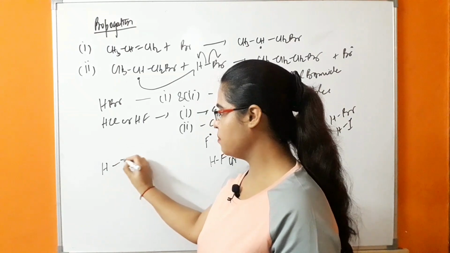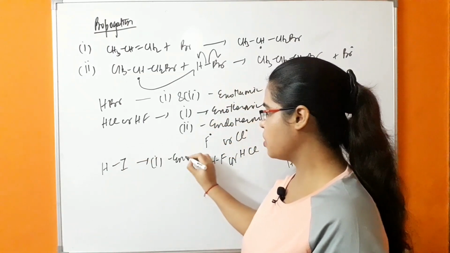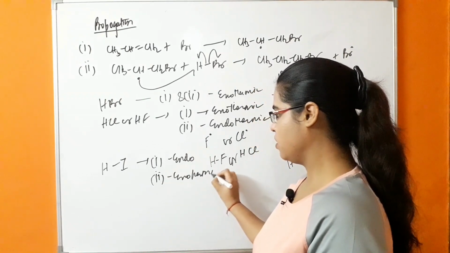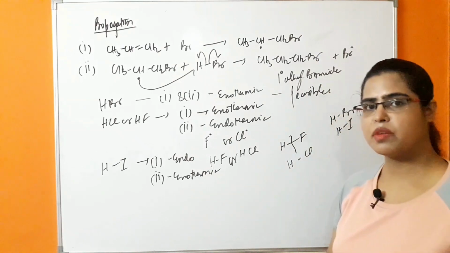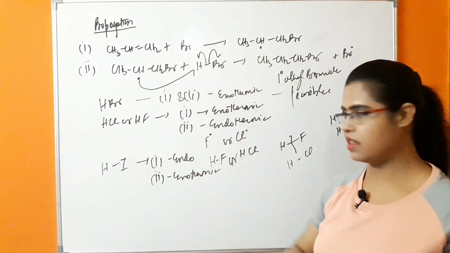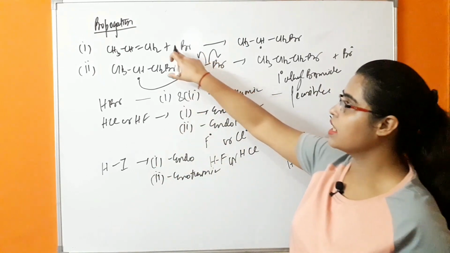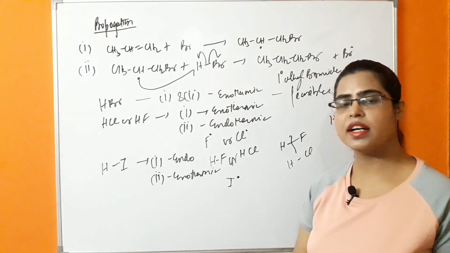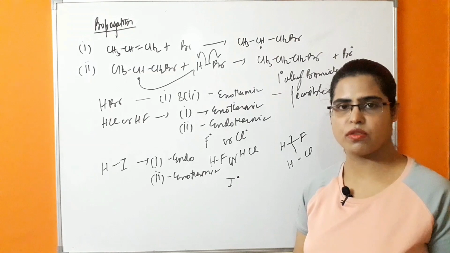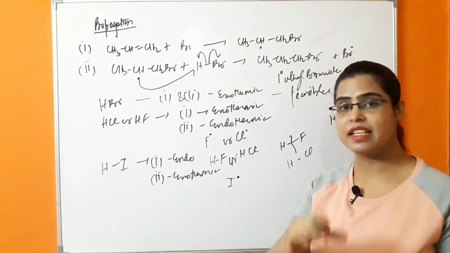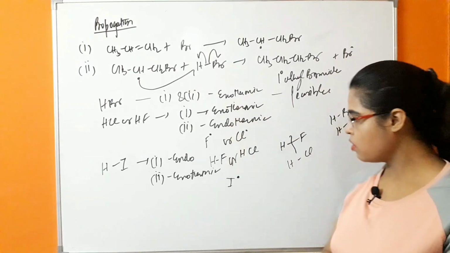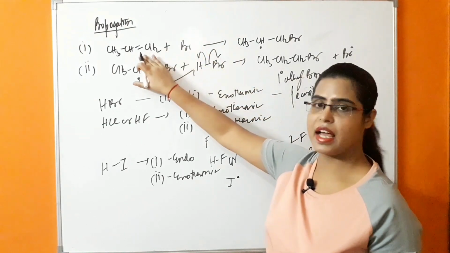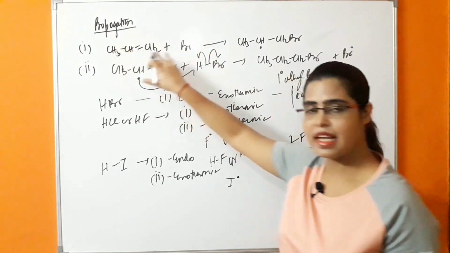Whereas in the case of HI, the first step is endothermic, whereas the second step is exothermic. So why is the first step endothermic? It means the first step is not feasible in the case of HI, because in the first step an iodine free radical is used, and because of the larger size of iodine, its electronegativity is the least in the halogen group. Because of that, the electronegativity of iodine is less, due to which it will not attack the pi electrons of this alkene.